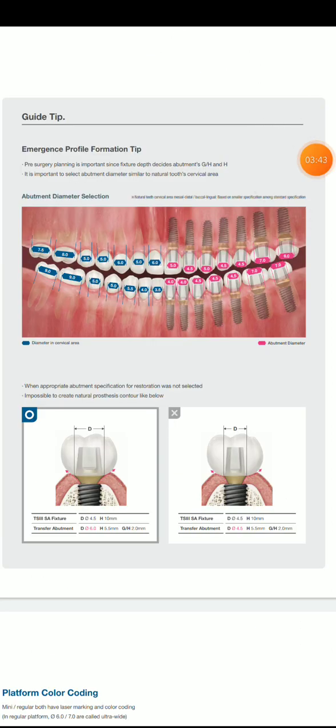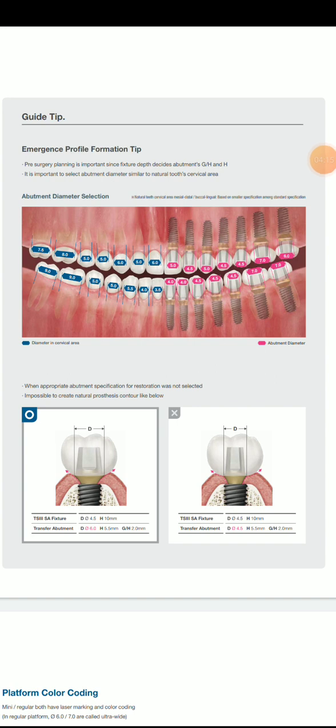Coming to selection of diameter of the rigid abutment, or any other abutment you are planning to use, we have to look into the tooth's natural cervical area. That is an important parameter. Suppose the cervical area diameter of the natural tooth is 6 millimeter. For that case, you have to use a 5 millimeter diameter abutment. That will create a more natural emergence profile.